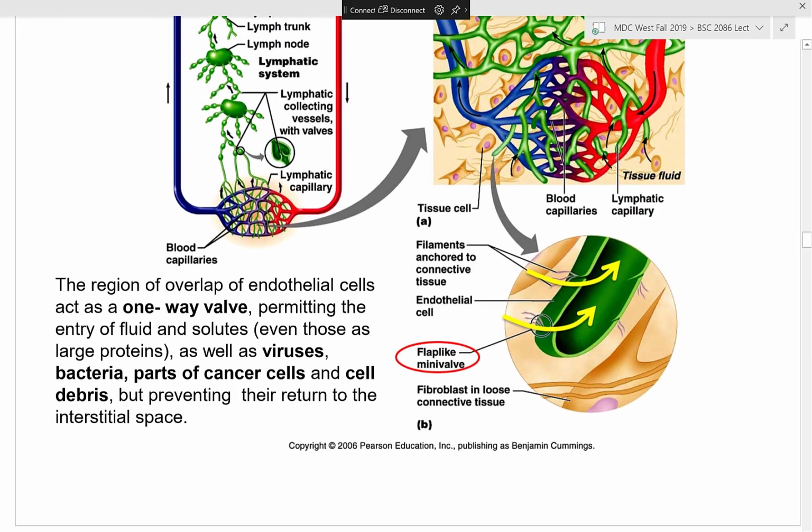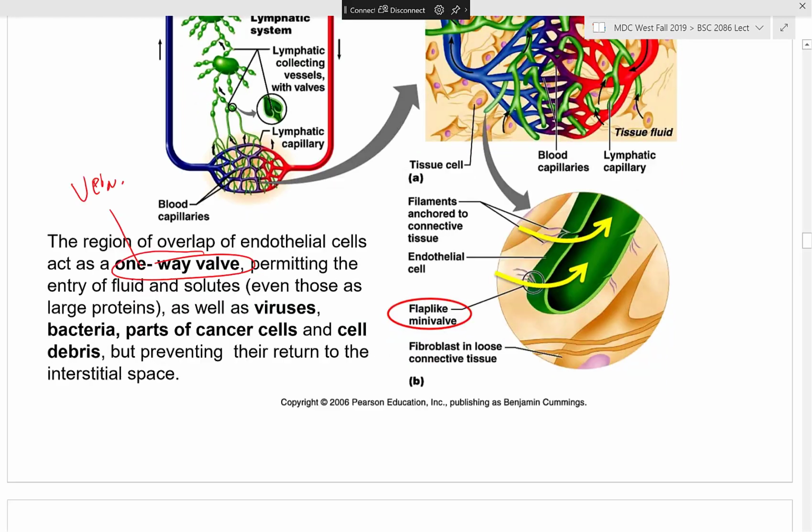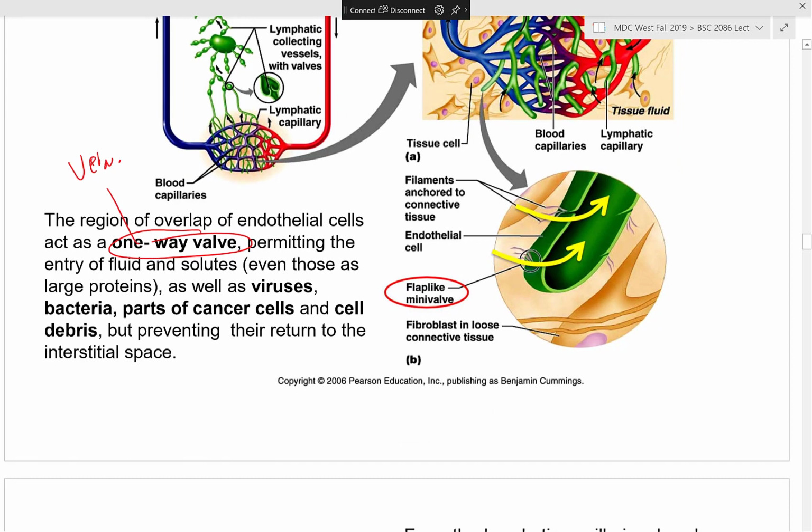So here you can see the flap-like mini valves that I mentioned before. It has one-way valves as well, so that's definitely a vein. It shares those characteristics. That means these valves are able to collect pretty much everything.